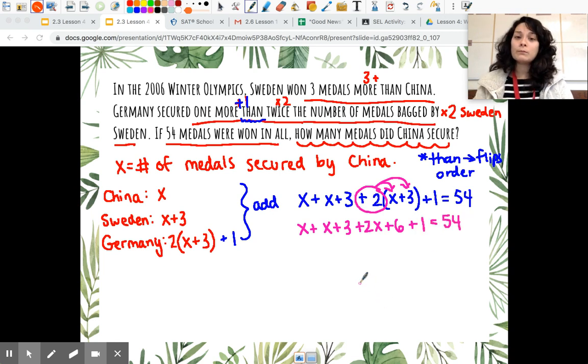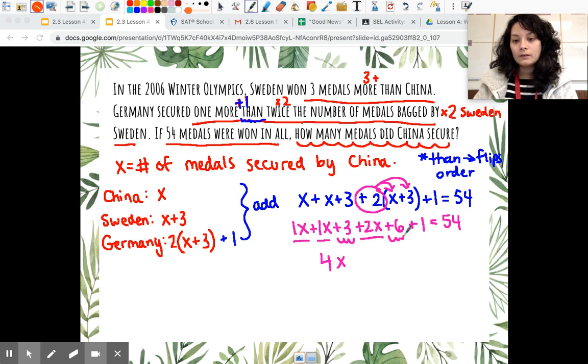And I have quite a number of like terms that I now need to combine. I have these x terms. Again, this is 1x plus 1x, which gives me 2x. 2x plus 2x gives me 4x. I have these constants. 3 plus 6 gives me 9. 9 plus 1 gives me 10. And now that I've done all of that, I now have a 2-step equation that I can solve.